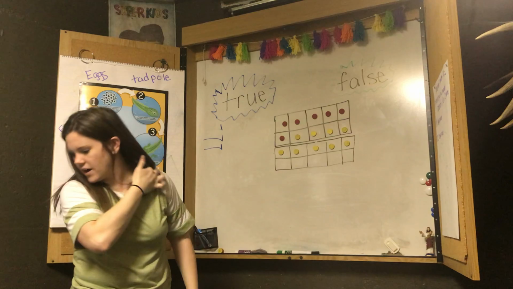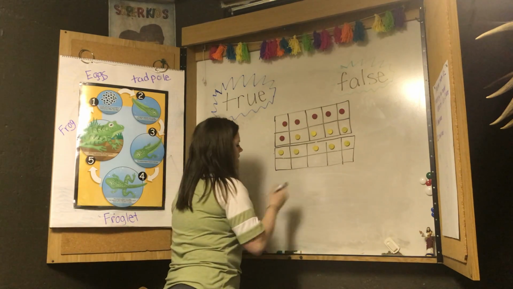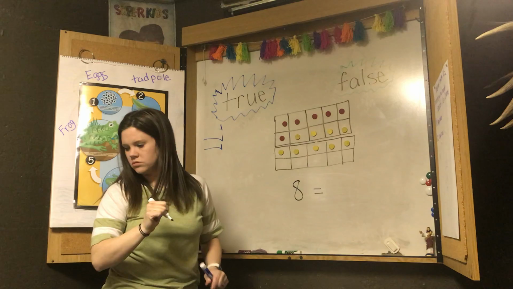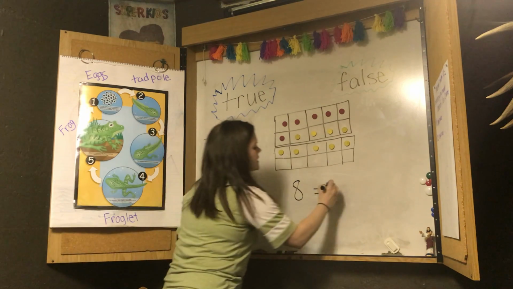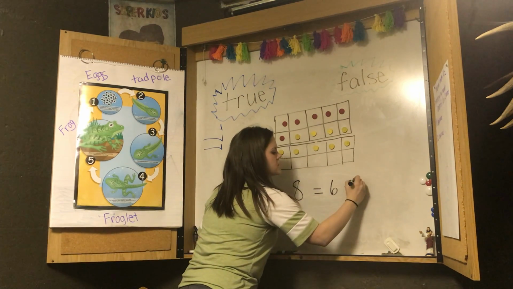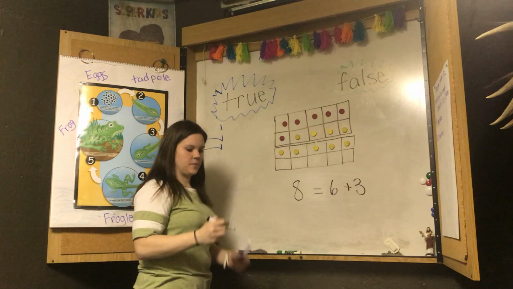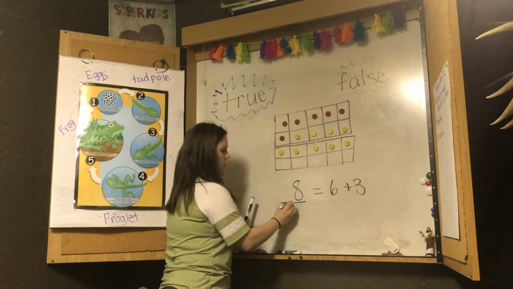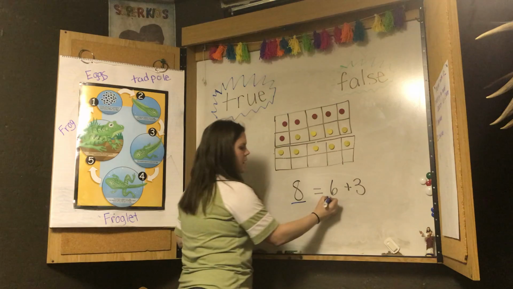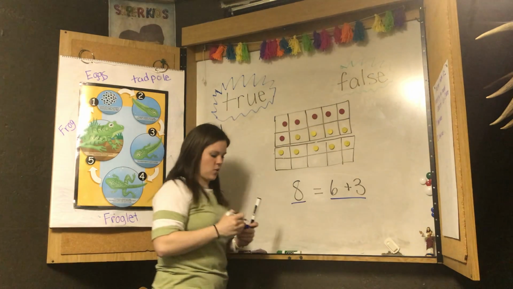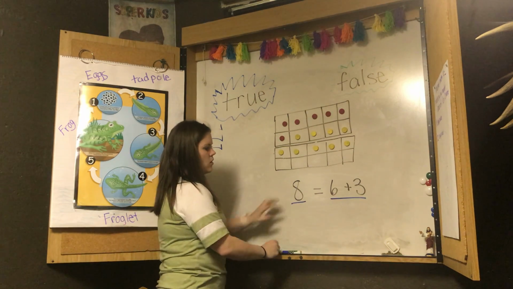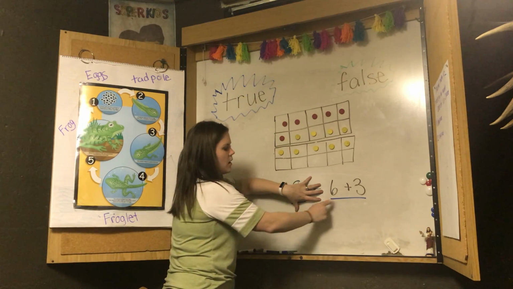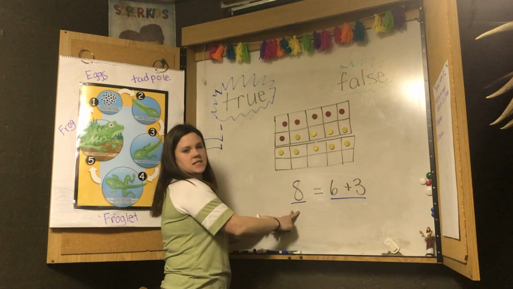All right, number 5. 8 is equal to 6 plus 3. So is this side of the equation equal to or the same as this side of the equation? Well, we have an addition equation to solve. So we're going to do part plus part and see if this is the whole.